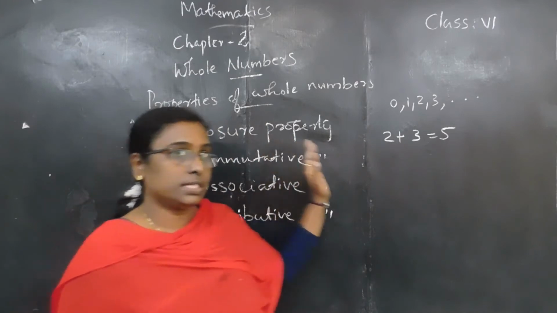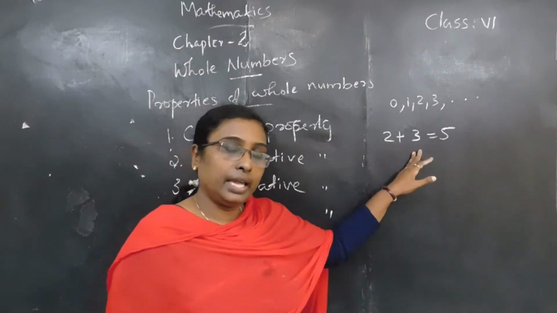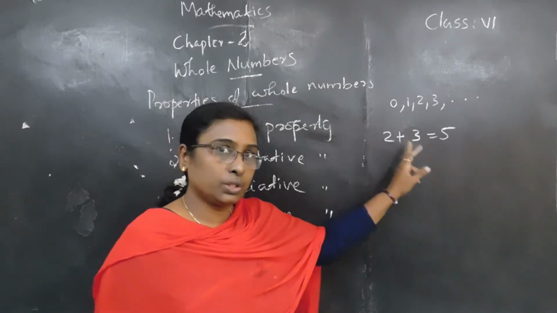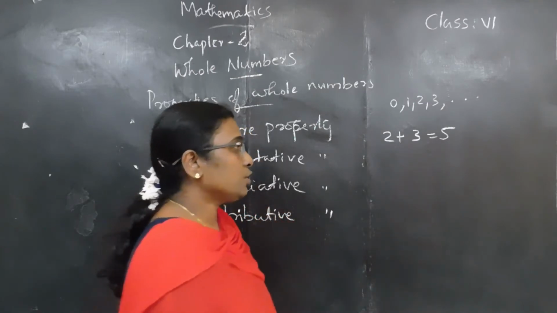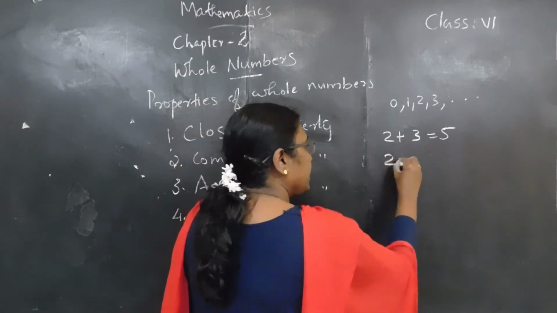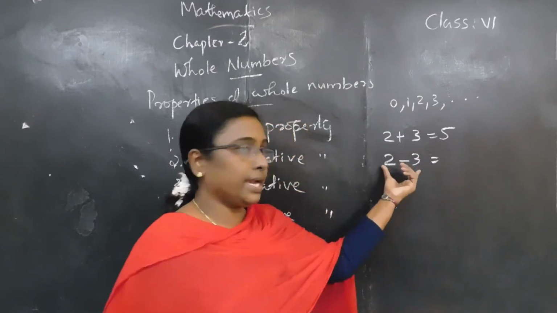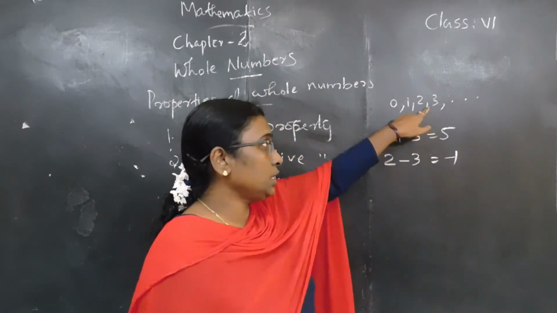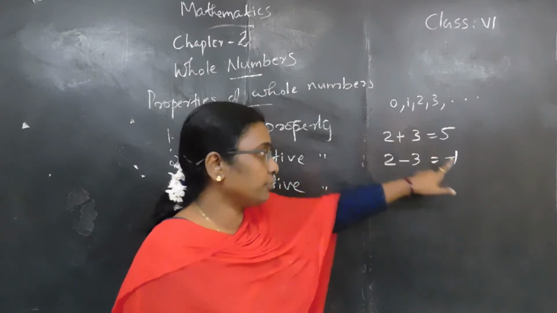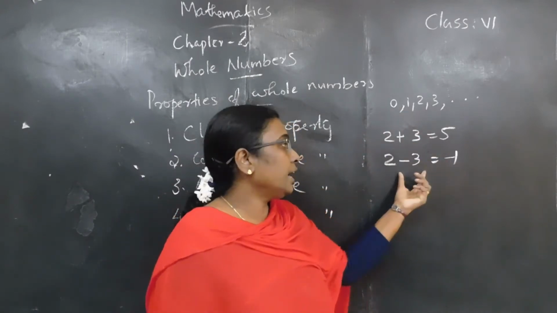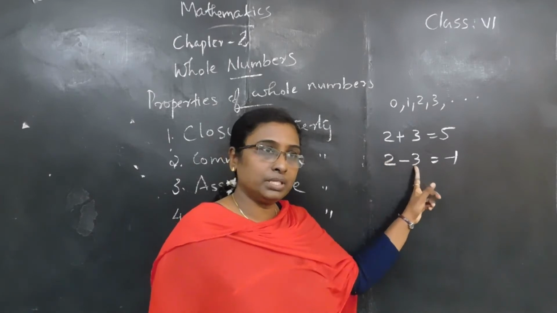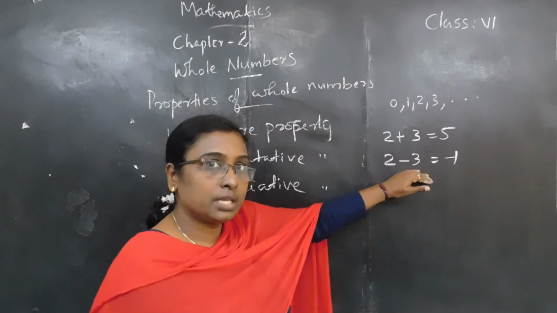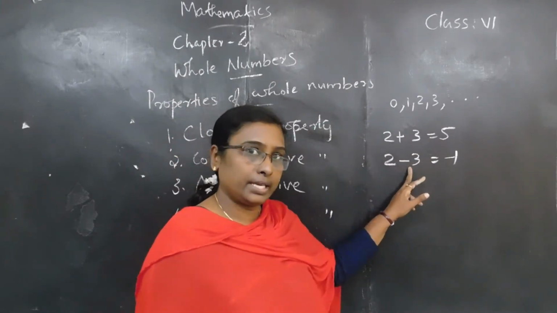Once again, if we add any two whole numbers, the result is always a whole number. This is the closure property for addition. In case of subtraction, 2 minus 3. What is 2 minus 3? 2 minus 3 equal to minus 1. Minus 1 is not included in this set of whole numbers. Therefore, minus 1 is not a whole number. Therefore, if we subtract any two whole numbers, the result is not always a whole number. Therefore, whole numbers are not closed under subtraction.